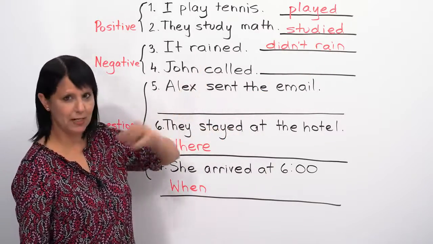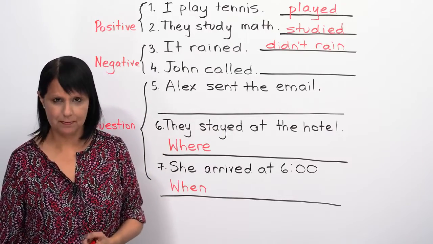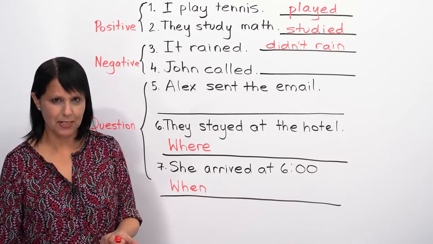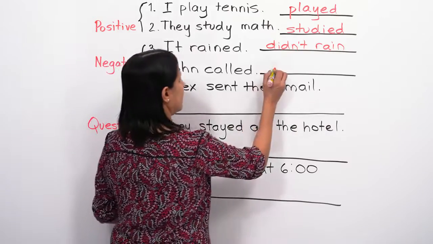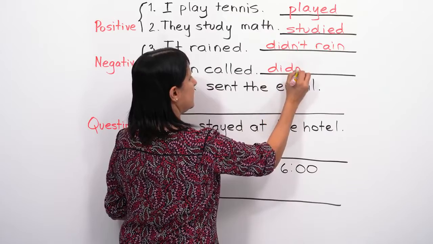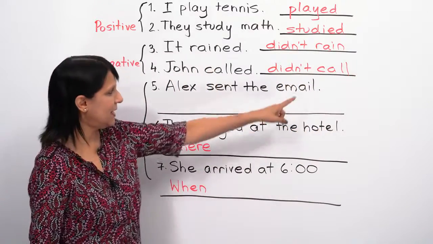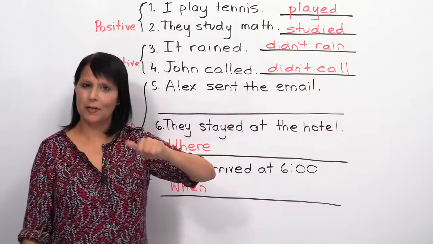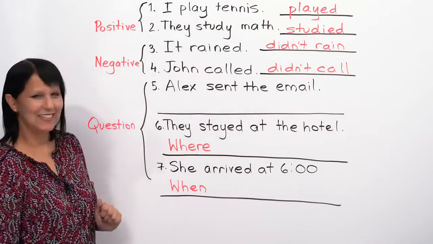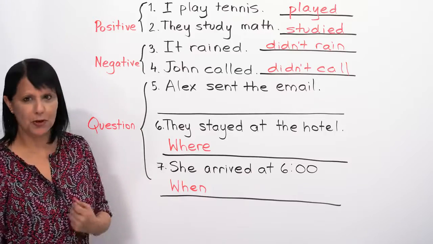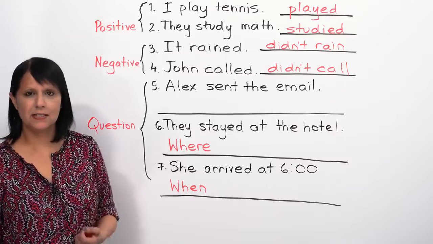It didn't rain. Number 4, John called. Make it negative. John didn't call. Again, we've come back to the base form of the verb. You've got it. Okay, next, let's do a few questions. All right? Number 5. Alex sent the email.